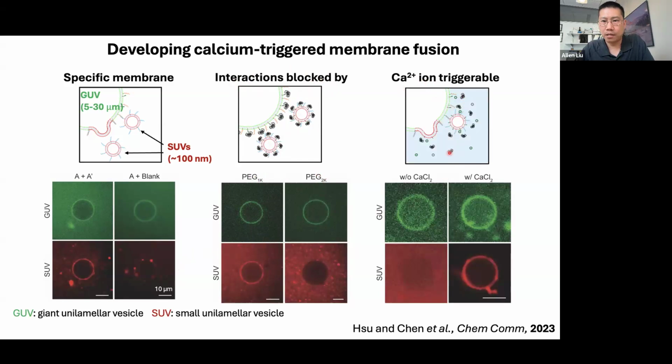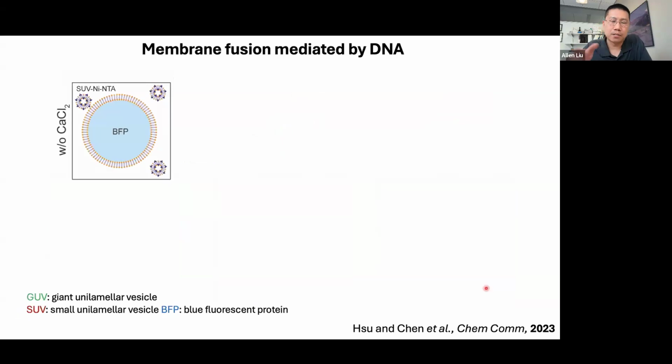And finally, we show that this is calcium triggerable. If you don't have calcium and you have your GV, the SUV does not interact with the GV membrane. If you have the calcium chloride, then you can see very strong SUV signal on the GV membrane. Now, even though you see a red ring, this experiment doesn't necessarily prove that there's mixing of the lipids, because it could be that the SUVs are simply bound to the GV membrane.